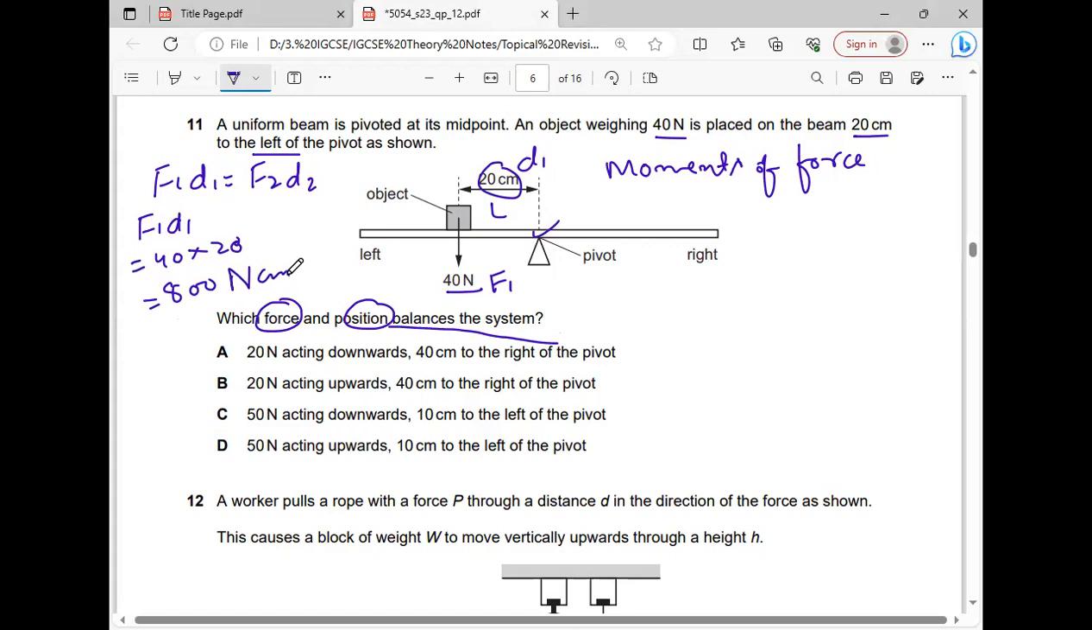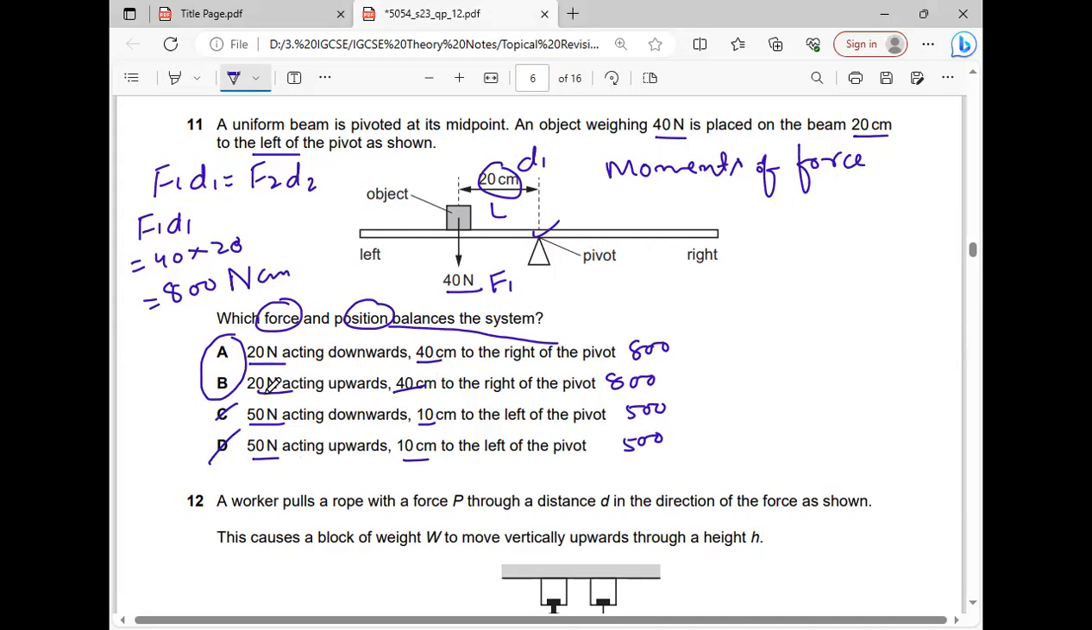Now we will look at the values one by one and check whether the products of options A, B, C, D are equal to 800 or not. 40 into 20, 800, okay. 50 into 10, 500, this option is not possible. So now we have to check whether option A or option B is correct.